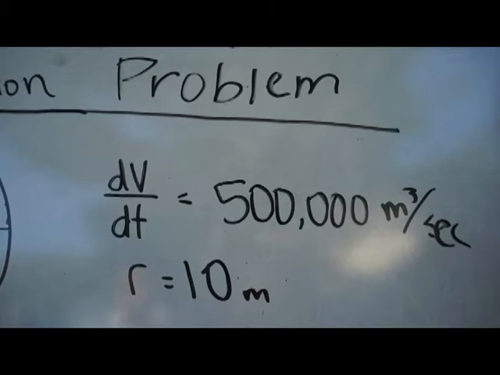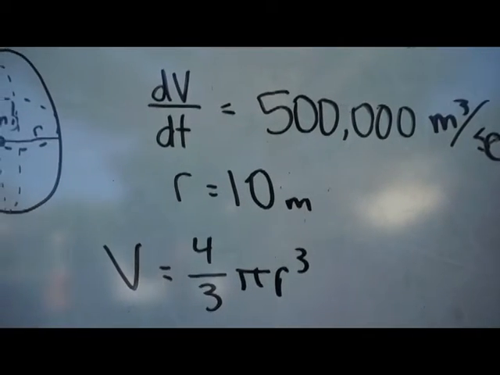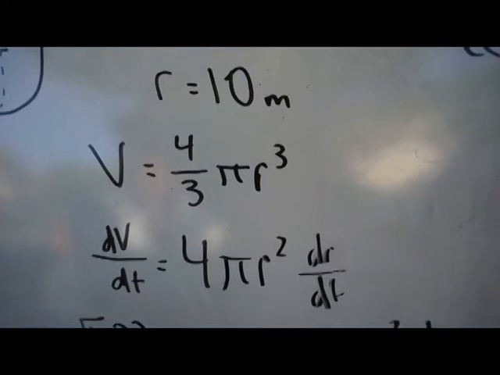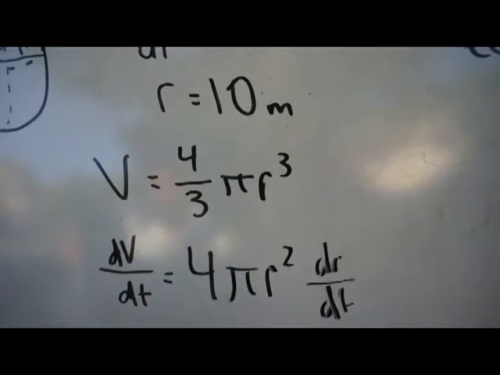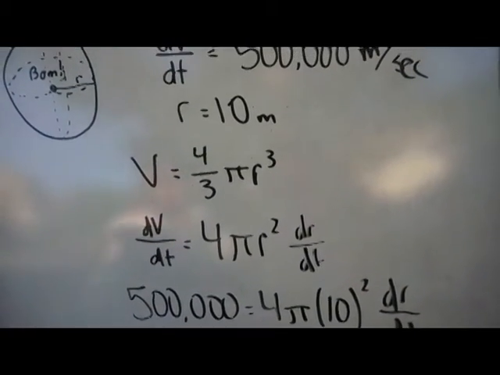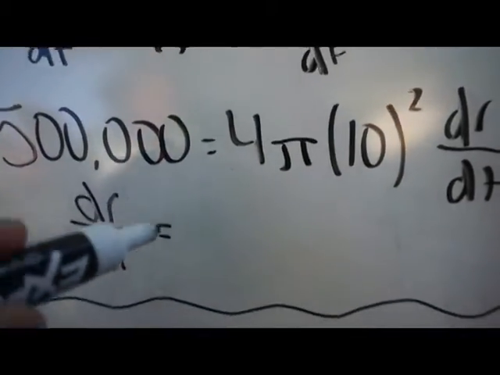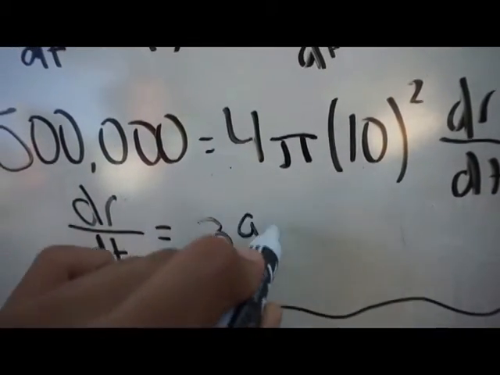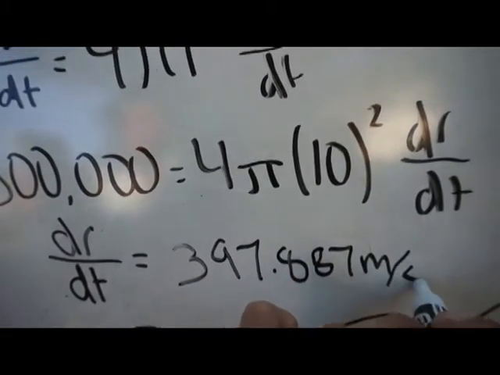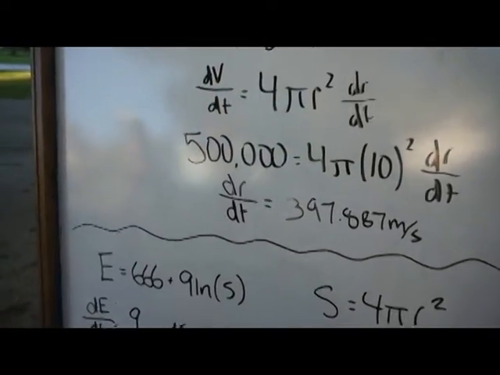So first we need a formula that relates both the volume and the radius, which we can do by V equals 4/3 pi r cubed. Then we differentiate the formula so we have both dV/dt, which is how fast the volume of the sphere changes, and dr/dt, which is how fast the radius changes. And then we just plug in our known variables and we solve for dr/dt, which is 397.887 meters per second.